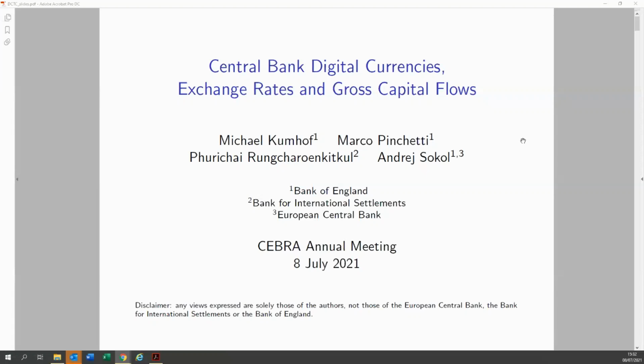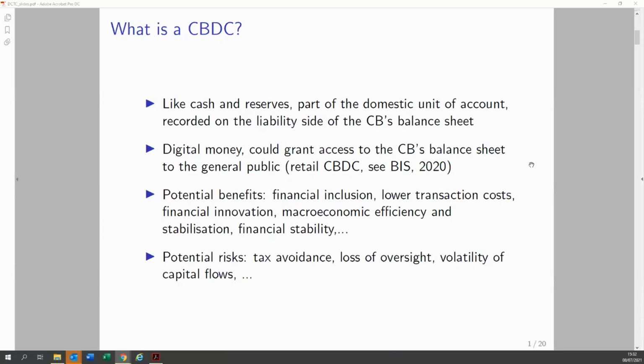I guess I'm mostly preaching to converts here, but let's briefly review how we think about CBDC, and a lot of this has been said already. It is like cash and reserves, part of the liability side of a central bank's balance sheet. That's how we tend to think about central bank digital currency. It is a form of digital money. And there is an element of greater financial inclusion because more agents would be able to access the central bank's balance sheet, no longer limited to just banks. So it's very much the retail CBDC view that we take here, as coined by the BIS in the 2020 publication.